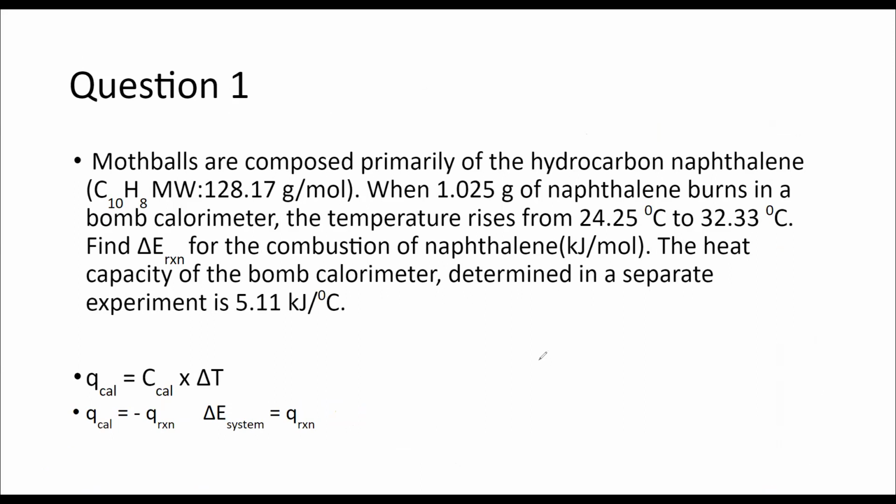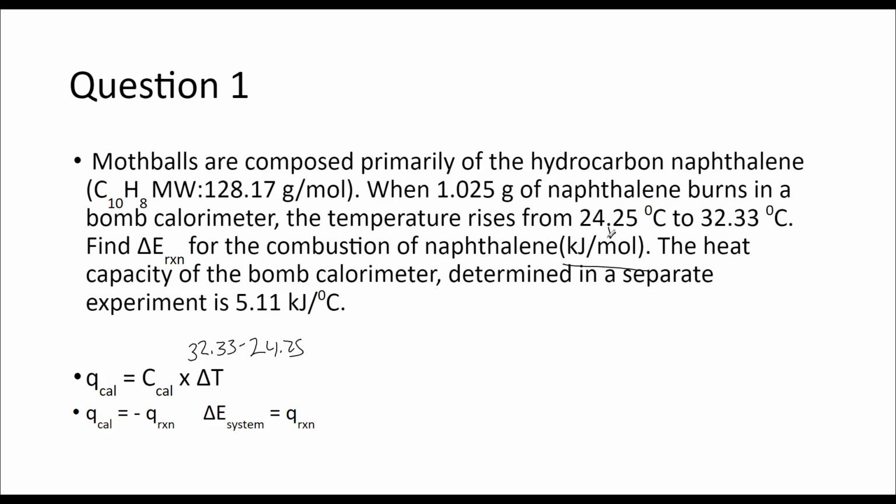All right, so let's take a look at this. Mothballs are made of naphthalene. We have 1.025 grams of naphthalene that we burn in a bomb calorimeter. The temperature rises from 24.25 to 32.33. So that's delta T, right? Our temperature is final, 32.33 minus 24.25. What's delta E reaction in kilojoules per mole?